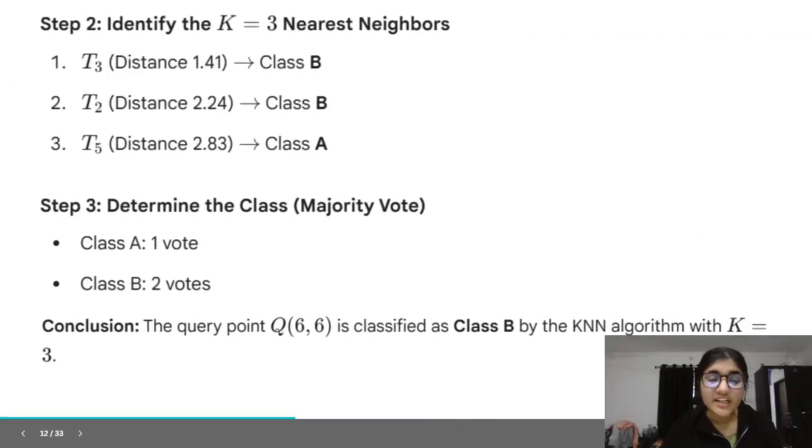Then step 2 is to identify the k equals 3 nearest neighbors. So we have T3, T2, T5, with classes class B and class A. The third step is to determine the class by majority vote. Class A has 1 vote and class B has 2 votes. So the conclusion is the query point, that is Q (6, 6), is classified as class B by the KNN algorithm with k equals 3.